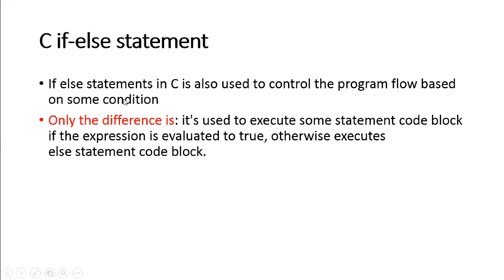Right. So now we are coming to the second one, the if else statement. The if else statement in C is also used to control the program flow based on some condition, but the only difference is it is used to execute a statement code block if the expression is evaluated true, otherwise execute the else statement code block. So if the condition is true, it will execute whatever the statement, but if the condition is false, then it will execute whatever is listed under the else.